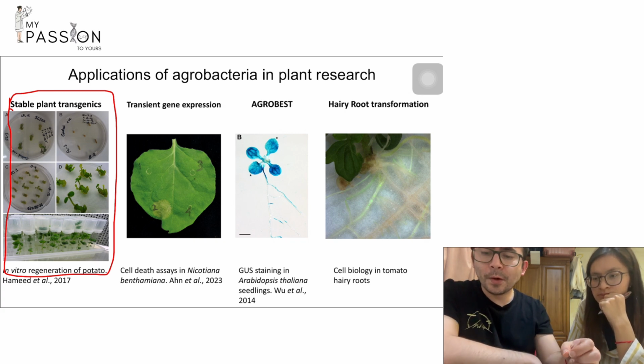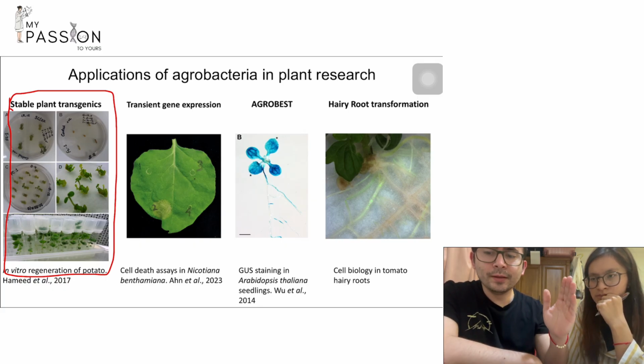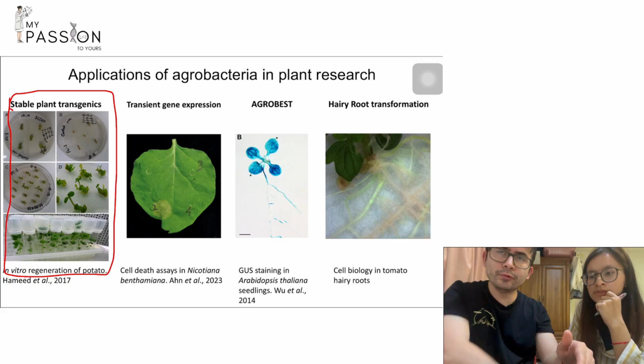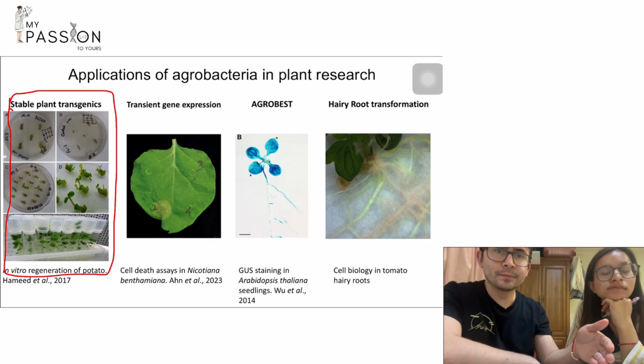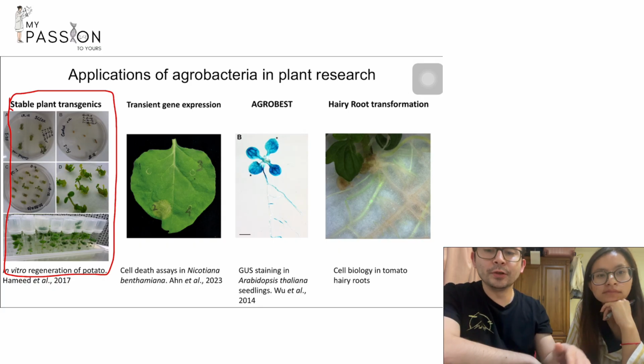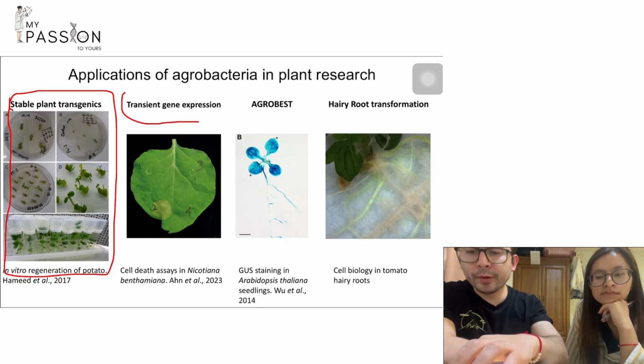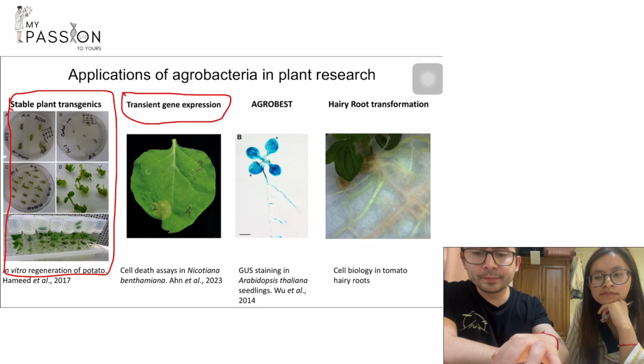Okay. However, the main issue with the stable transformation is that this takes a lot of time. It might take between 1 or 2 months to 1 year to get a stable transformant. So of course, if you are in a hurry, that doesn't work. So that's why people generated a faster method for transformation. Okay, and here is where we start with transient gene expression.